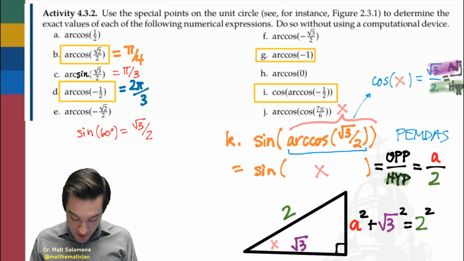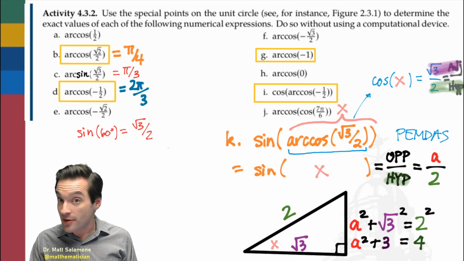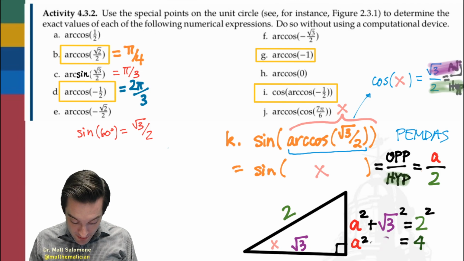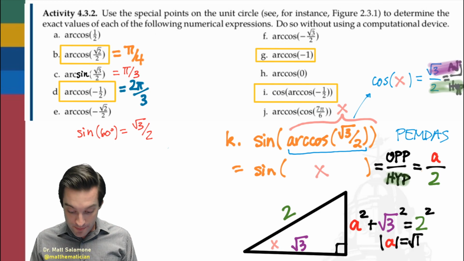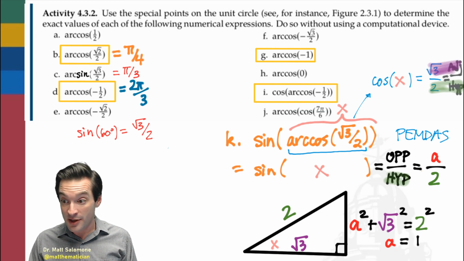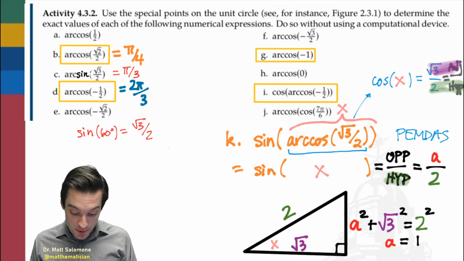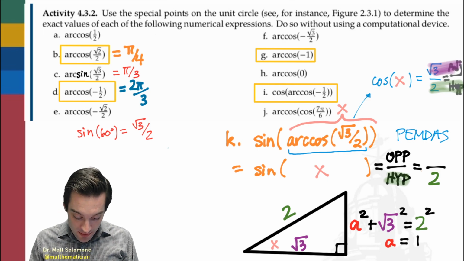The square root of 3 squared is otherwise known as 3, and 2 squared is otherwise known as 4. And so I get this nice little equation, A squared plus 3 is equal to 4. That's not the hardest thing in the world. I'll subtract 3 from both sides to get A squared is equal to 1. I'll take the square root on both sides to discover that A is equal to plus or minus the square root of 1. But A is the length of the side of a Euclidean triangle, so we're just going to take the positive answer. A is equal to 1. And that allows me to finish my answer.